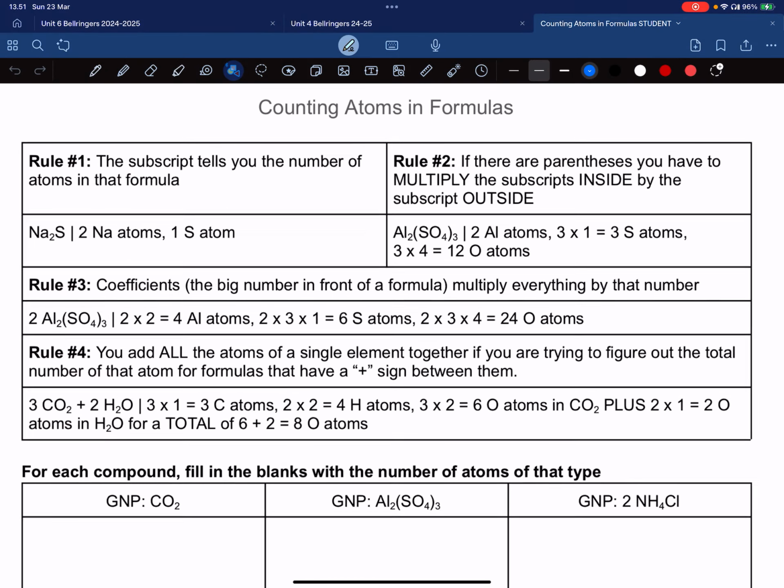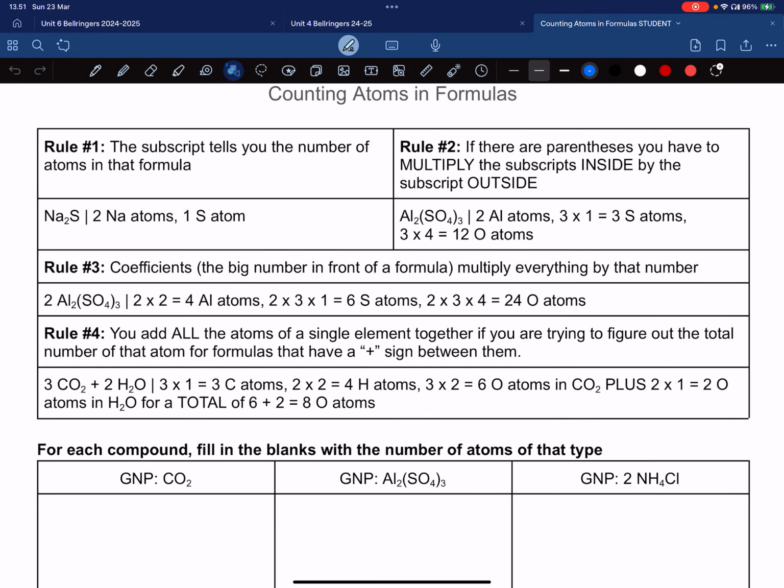All right, folks. So we've had a couple of days worth of conservation of mass stuff and looking at mass changes in reaction, but now it's time to get down to the nitty-gritty of how do you actually count atoms so that we can begin to balance equations.